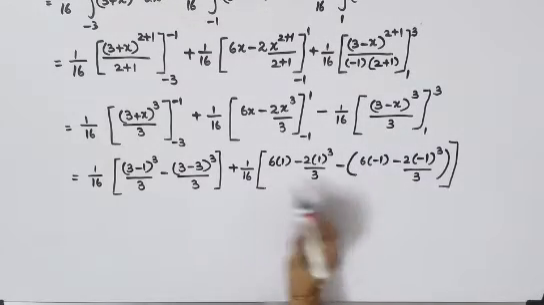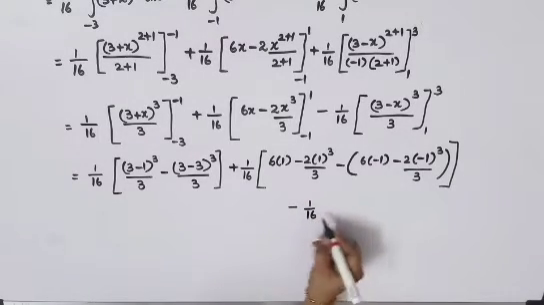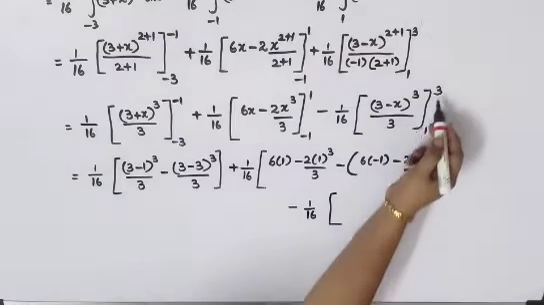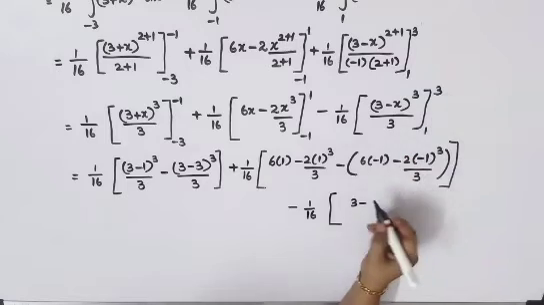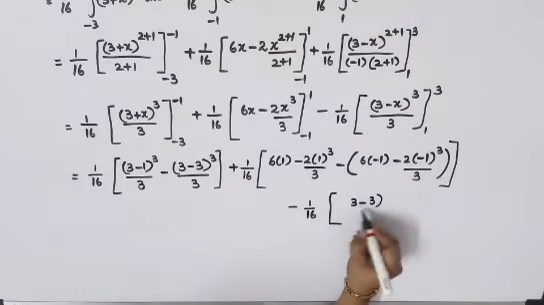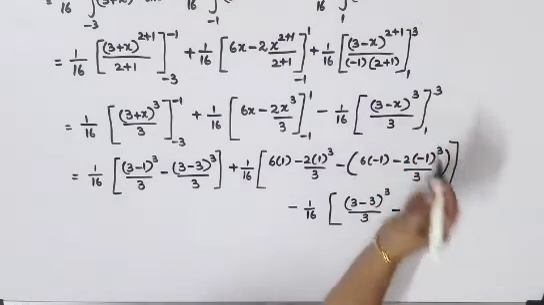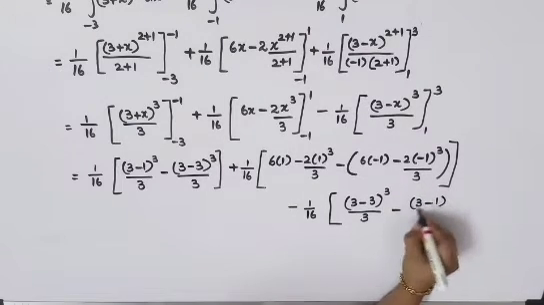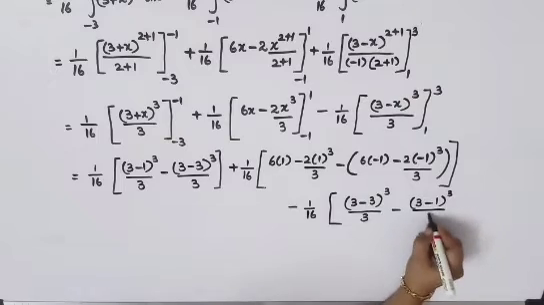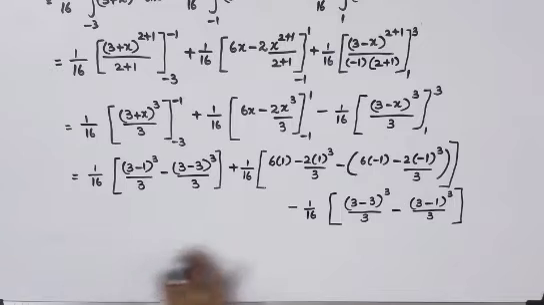For this bracket one more bracket is here, minus 1 by 16 is there, open your bracket, upper limit is 3, so in the place of x you will have to put 3, so 3 whole cube divided by 3 minus your lower limit is 1, so in the place of x you will have to put 1, so 3 minus 1 the whole cube divided by 3. Now we have finished your limit substitution, now we will have to go to the solving only.